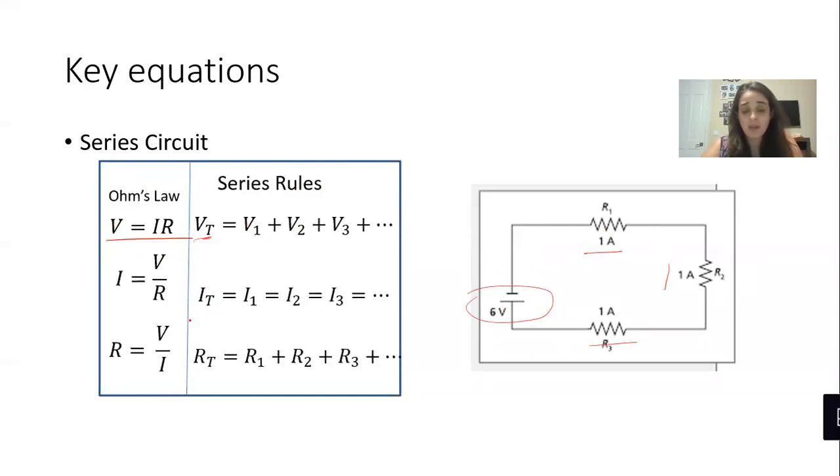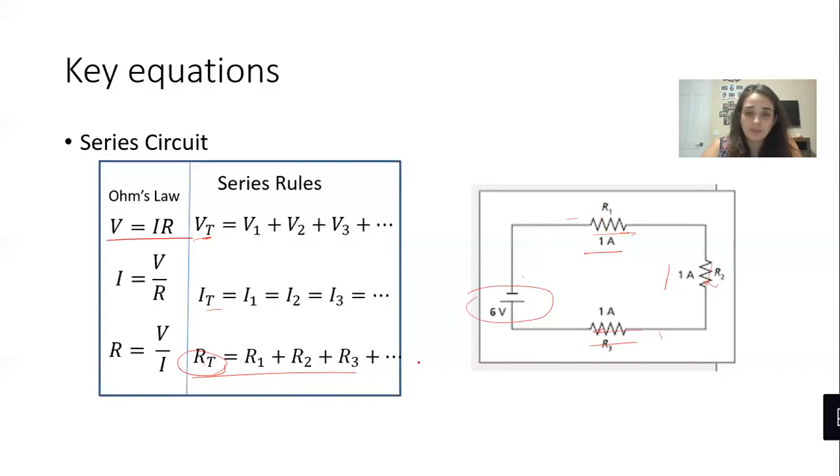We also saw in our ADI that the current everywhere in a series circuit is the same. It doesn't matter where you are in your series circuit: the total current equals the current that goes through the first resistor, equals the current through the second resistor, and equals the current through the third resistor. And this is new: the total resistance in a series circuit is equal to the sum of the resistors. So to find the total resistance, I would just add R1 plus R2 plus R3.